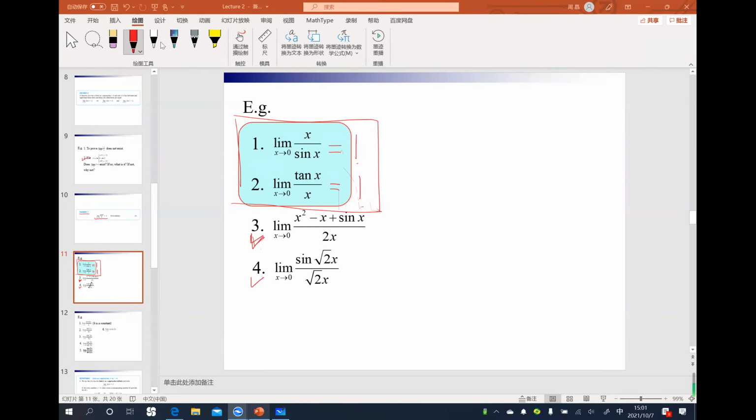She is number 3 is equal to 0. Equal to 0? No. Hey, let me check. Yeah, 0, right, 0.